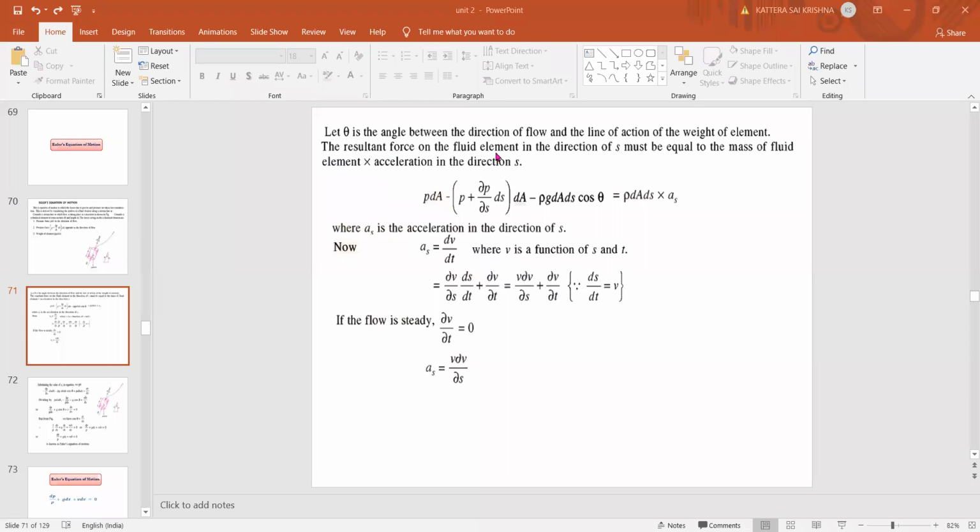The resultant force on the fluid element in the direction of S must be equal to the mass of the fluid element into acceleration in the direction of S. Generally you can write that as F equals mass into acceleration. Right? So what is it telling? Force into acceleration. The resultant force is equal to the sum of the forces acting on the fluid element.